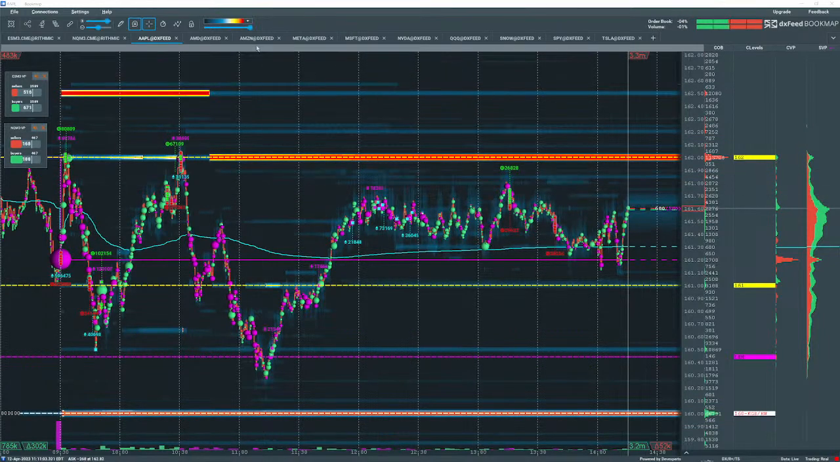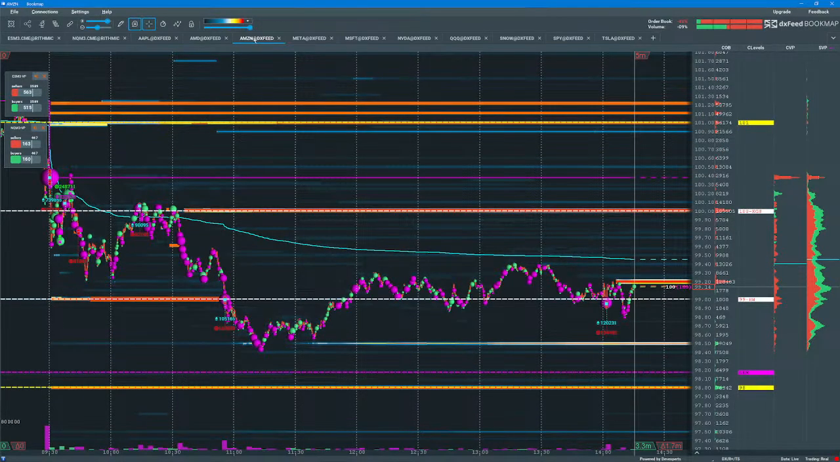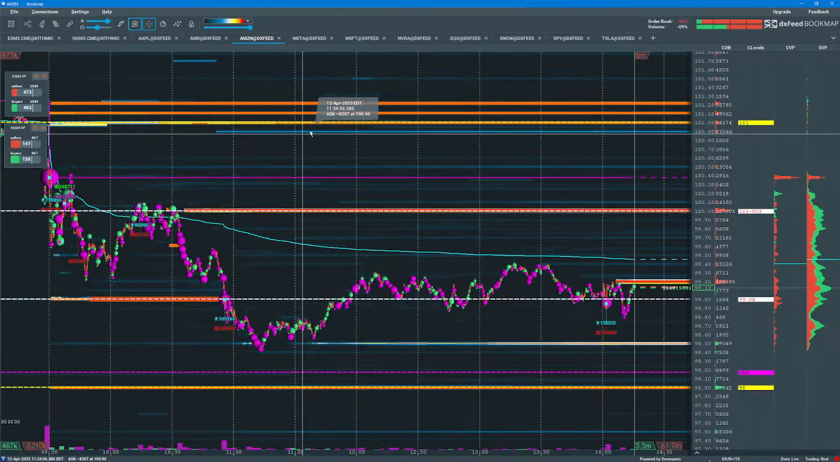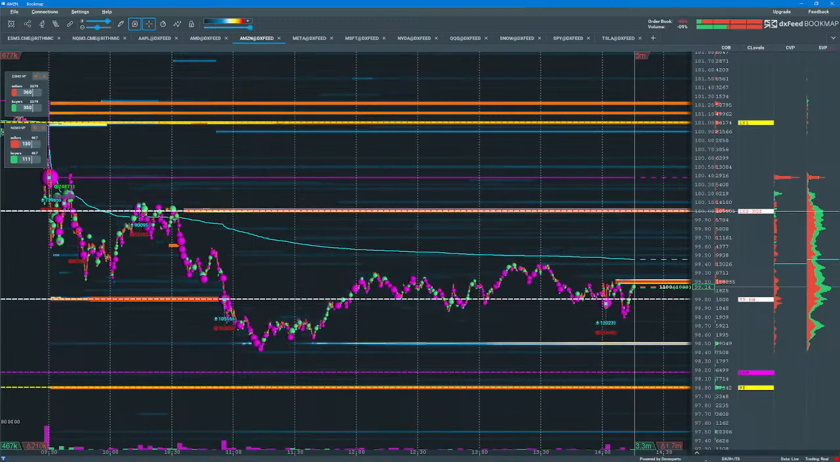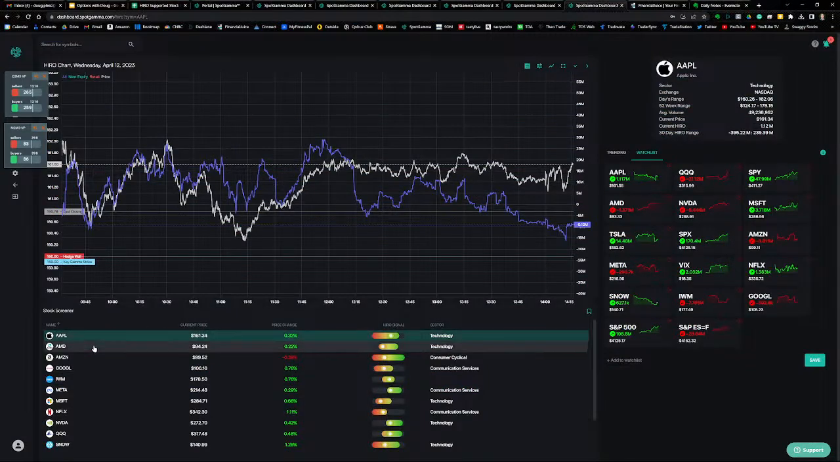All right, the next is Amazon. So there's a short setup in the morning. And note the reversal here at VWAP and the 100 key gamma strike. Let's go take a look at Hero for Amazon.